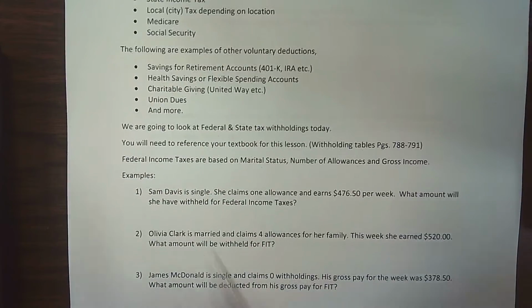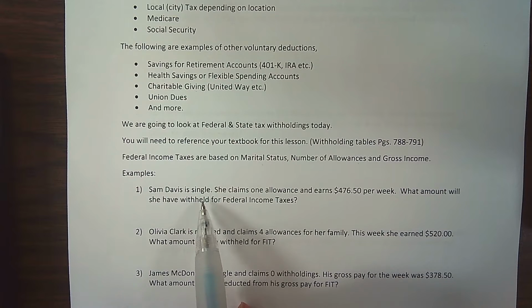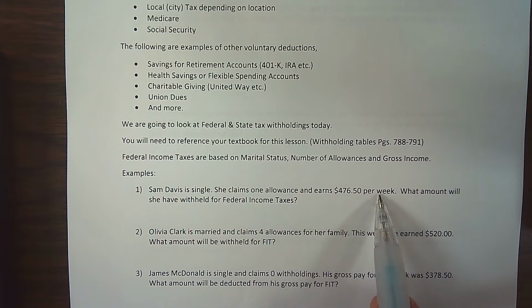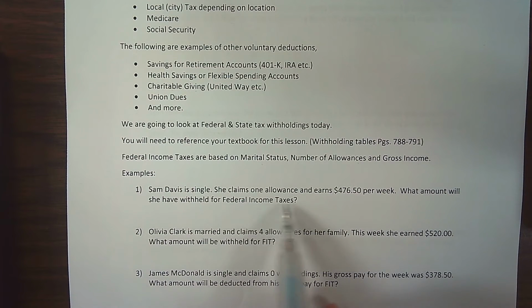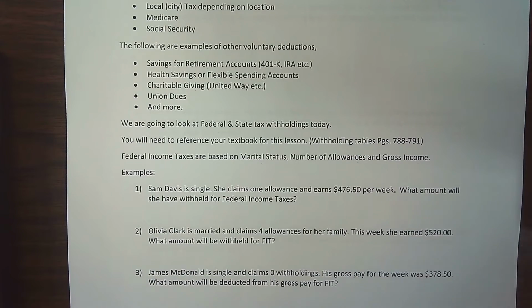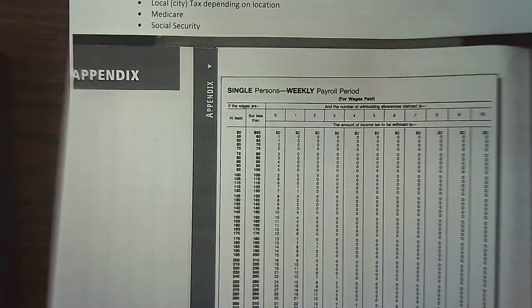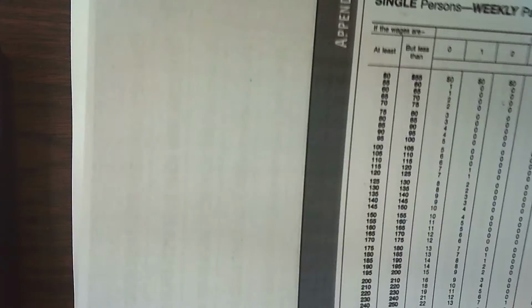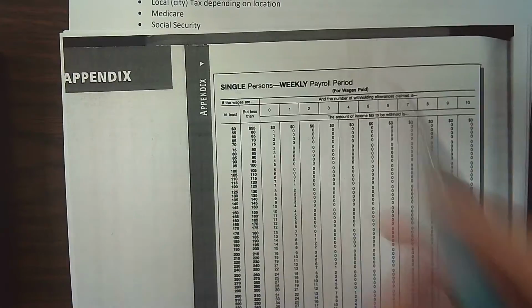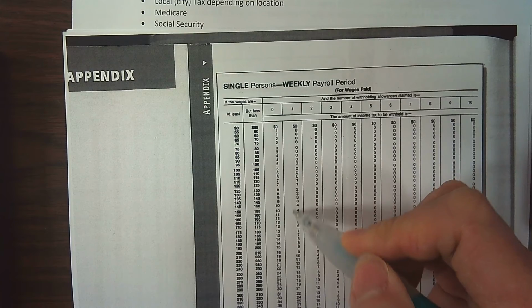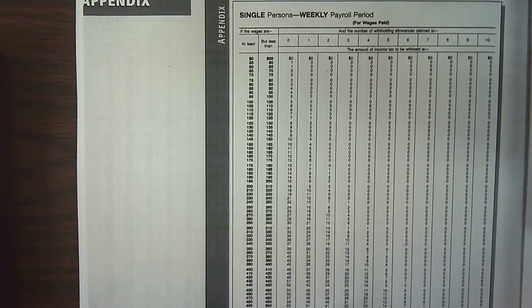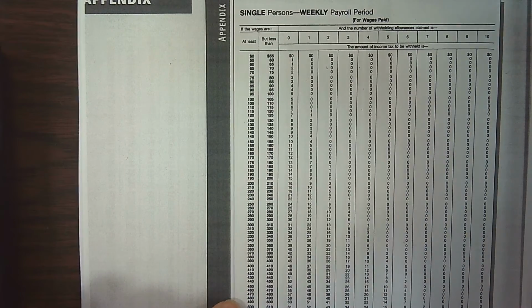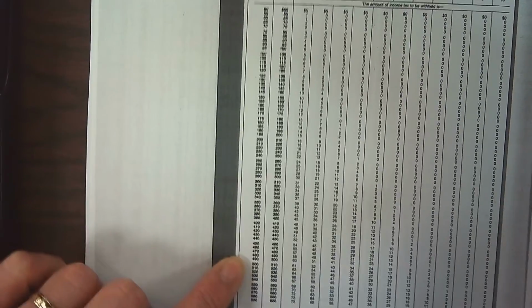So first of all, it says here that Sam is single. She claims one allowance and earns $476.50 per week. What amount will she have withheld for federal income taxes? So again, we're going to be looking at the single table. That's this one. She claims one allowance, so we're going to be looking in this particular column. And again, her income was $476.50.